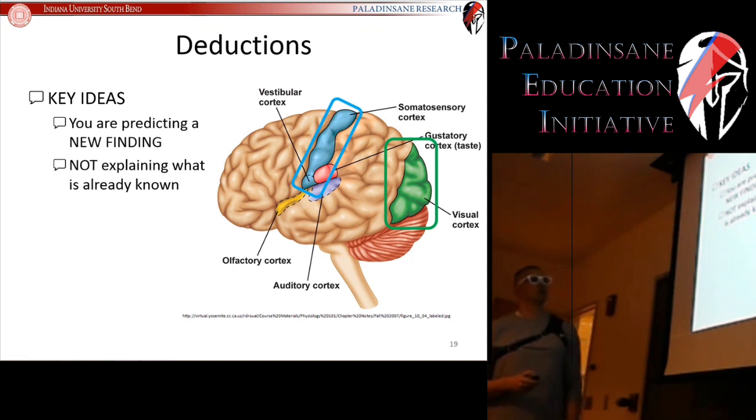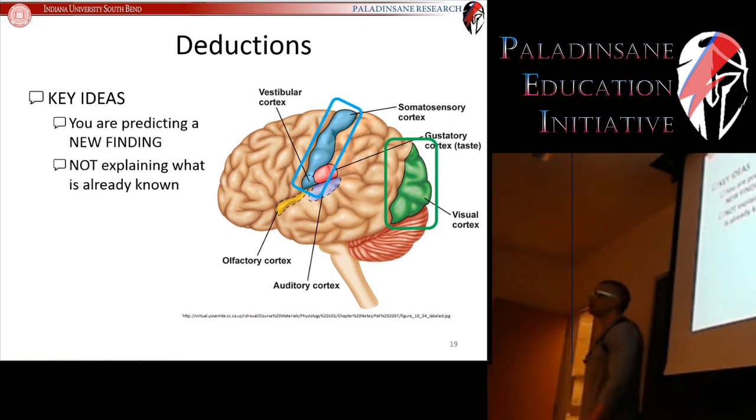So if I was doing this project and I was doing drawing in the blind, I would not try to explain why the drawings by blind people look like the drawings by sighted people, because that's already been observed, already been tested, already been experimented on. What I want to do is make a new prediction that's based on a new application.